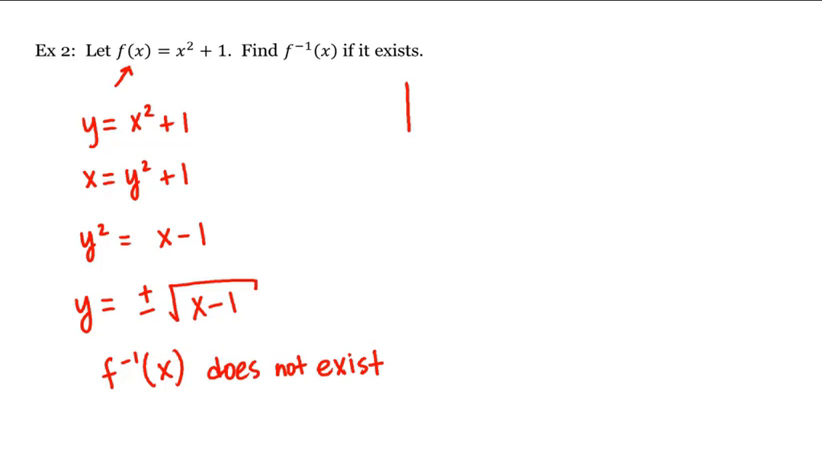Which shouldn't surprise you if you think of the graph of this function. It's a parabola with vertex at (0, 1), opening upward, which isn't a one-to-one function, is it? Because by the horizontal line test, if we pass a horizontal line through this graph, it's going to intersect it in more than one spot. And if the original function f is not one-to-one, then f inverse of x will not exist as a function.